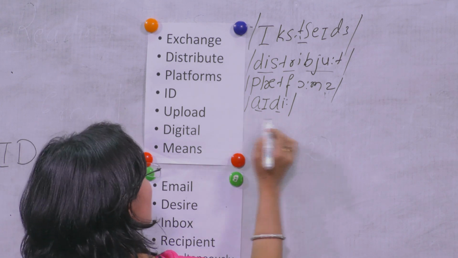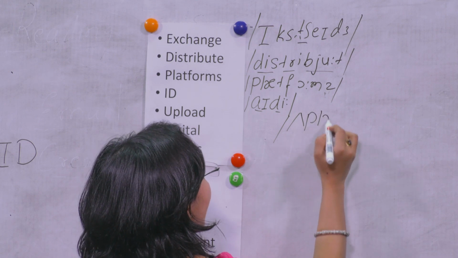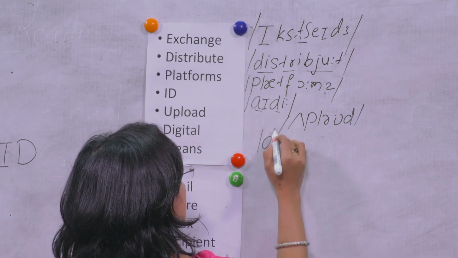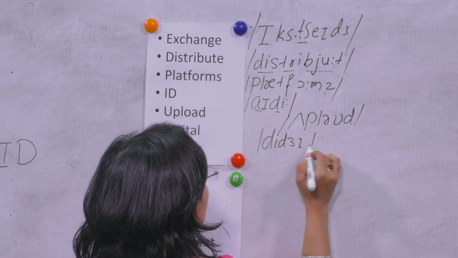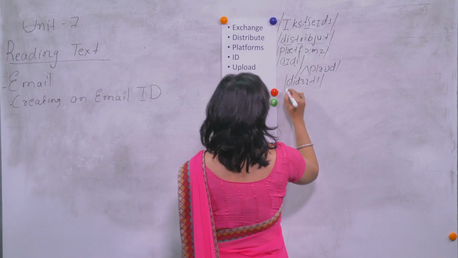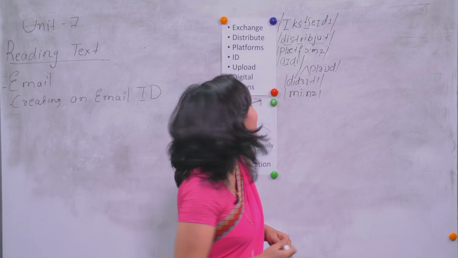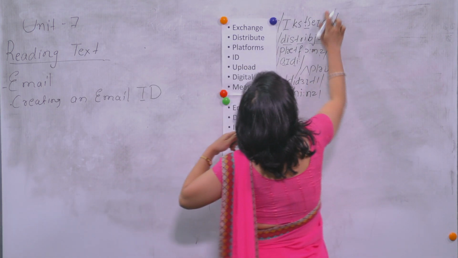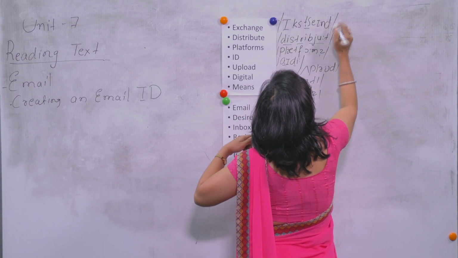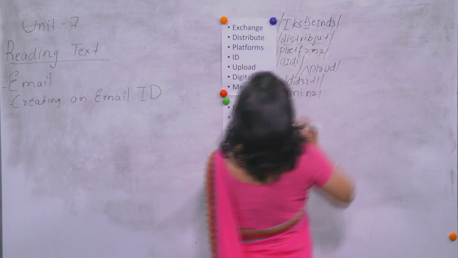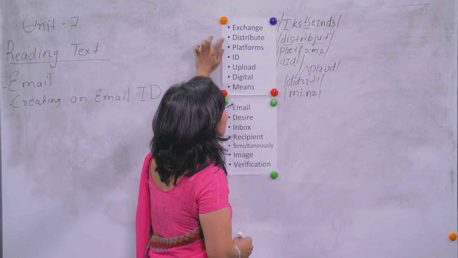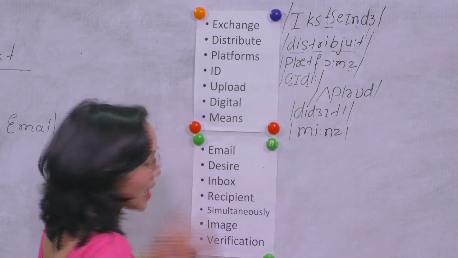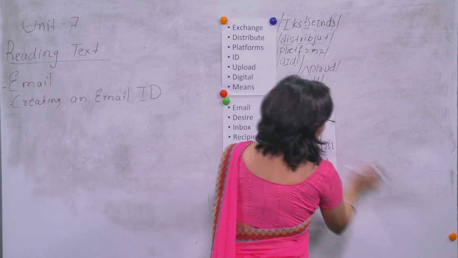And the other one is upload. I'm writing here. Is that clear? And the other one is digital. And the last one is means. Now here we have 1, 2, 3, 4, 5, 6, 7, seven words. Oh sorry, exchange is left here, change. So: exchange, distribute, platforms, ID, upload, digital, means. We have the other seven presented in this paper, so let's see.